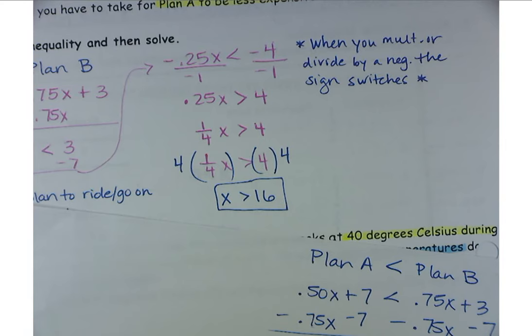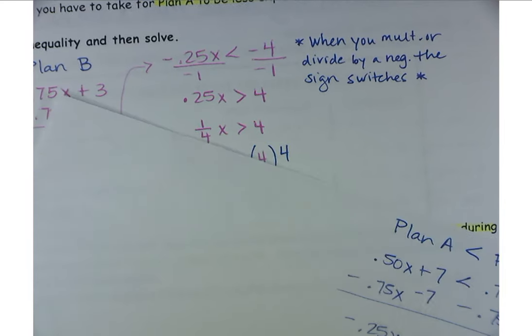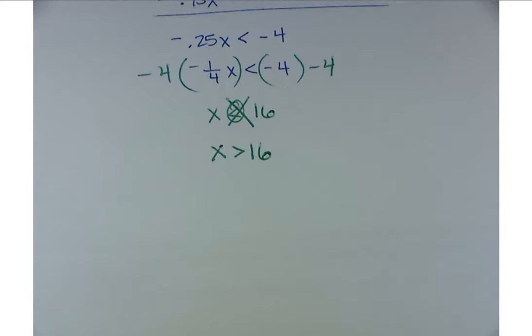Okay, and this was another way to solve it. I divided by -1 here first, then I multiplied by 4. You can actually just multiply by -4 first. That would be the same exact thing. And that's what we did together.